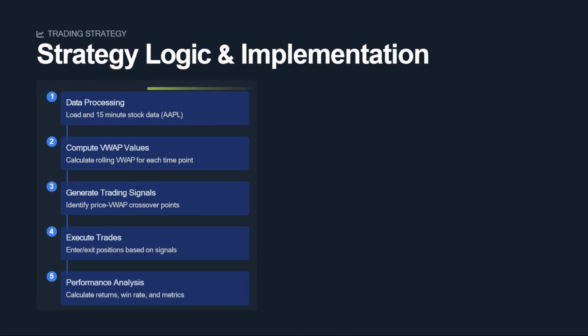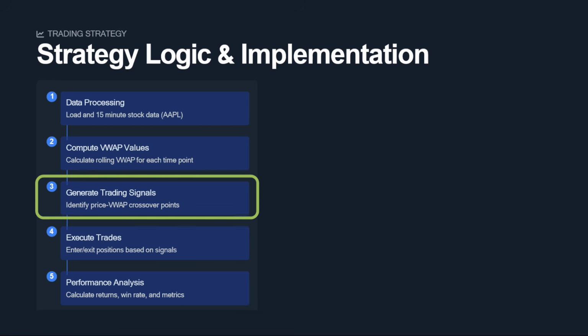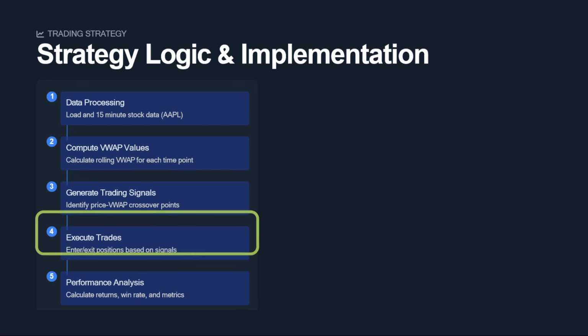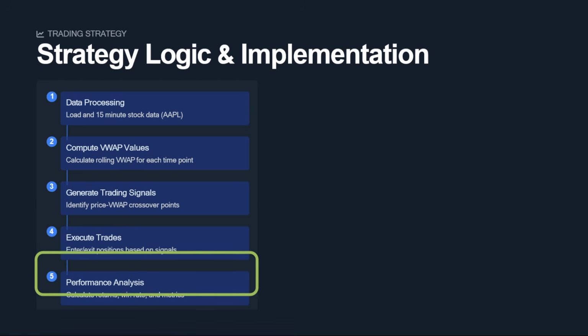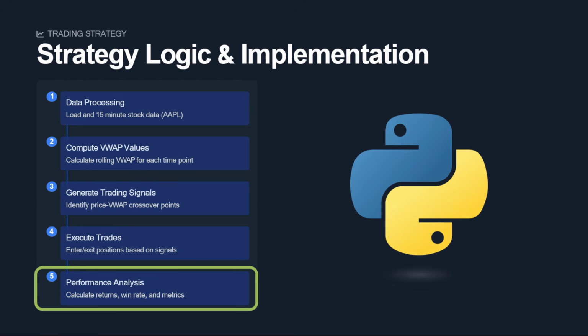The implementation logic is the following. We will load historical data. I use the 15 minutes time frame and the Apple stock data. We add the VWAP indicator, then we generate trading signals and use these to execute trades. And finally, we will check the results to evaluate the performance of the strategy. Now let's see how to code all of this in Python, run the backtest and check the results.